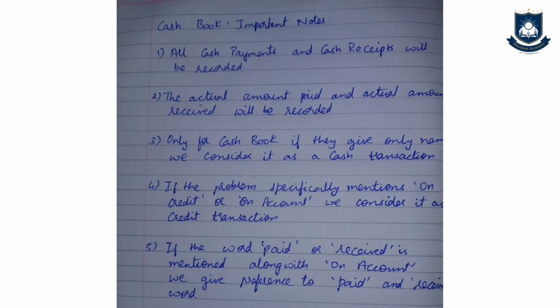Then if there is a word paid or received in a transaction, if they have given paid to so and so on account or received from so and so on account, like that, we should give preference to the word paid and received. See, on account is a credit transaction, yes, but along with that they have given the word paid or received, no? So we have actually paid and actually received, so we should record this particular transaction in the cash book.